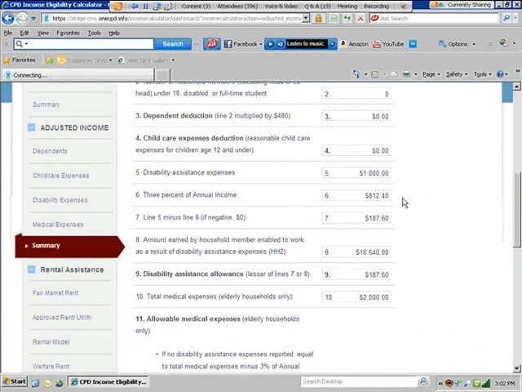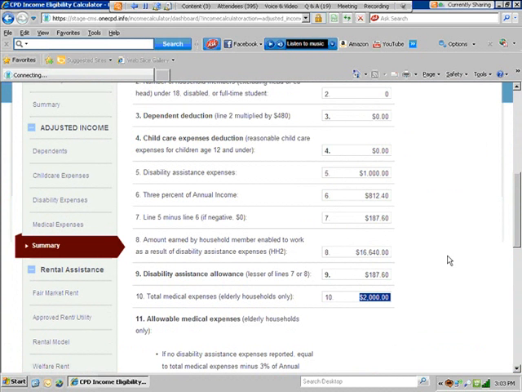So what this does is it figures out what 3% of annual income is for the household, and it's anything in excess of that. So 3% of annual income for this household is my 812.40 that's right here, line 6, okay? So it's anything above that. So it's going to be the difference between 1,000 and 812, which is 187, and then it's going to be the total medical expenses down below.